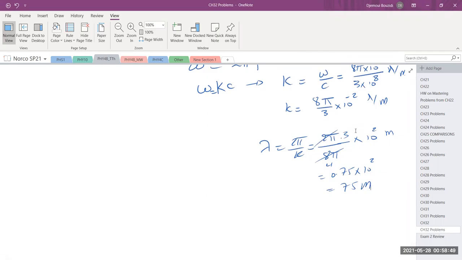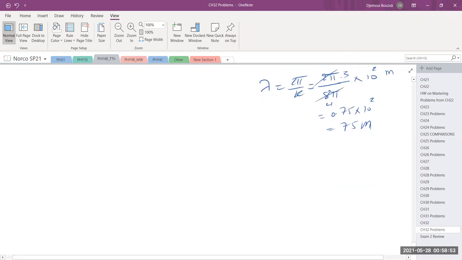And they gave us the intensity I, which is 100 watts per meter squared. Now we are in business. They gave us the intensity of the wave. I is equal to 100 watts per meter squared. Remember, that's the average Poynting vector, okay? And they gave us also a number of turns N. Oh man, I forgot to include N.